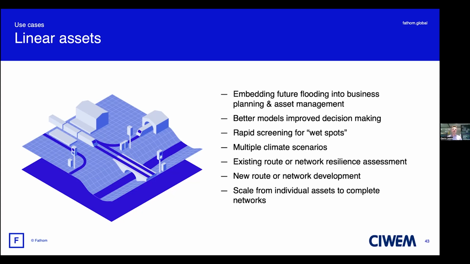So using climate condition hazard maps to screen linear assets can easily and rapidly identify those wet spots, and with higher resolution, more definitive understanding of current and future flood risk across networks containing these assets, the delta between best case and worst case scenarios can really inform the decisions for resilience investment, prioritization, and subsequent adaptation.